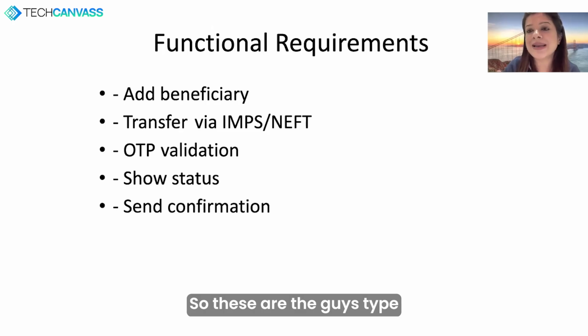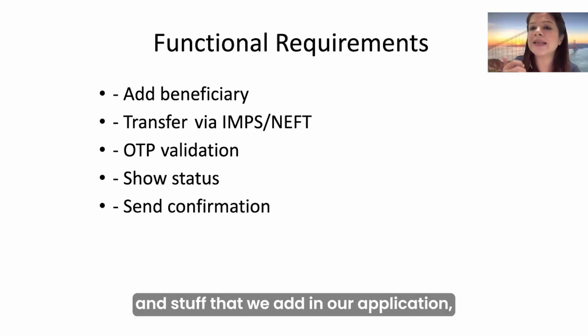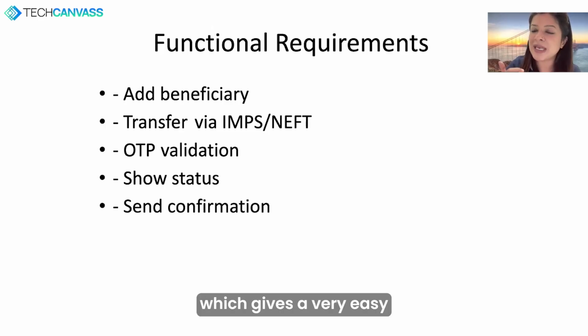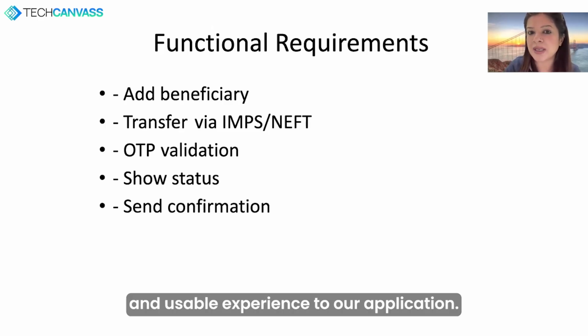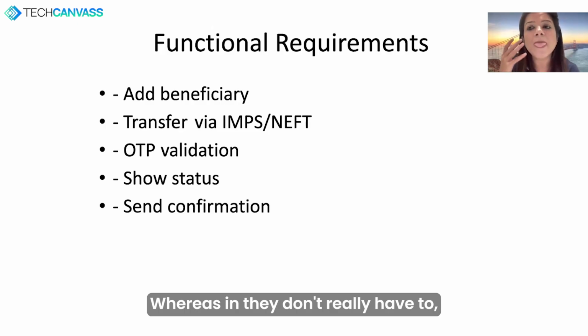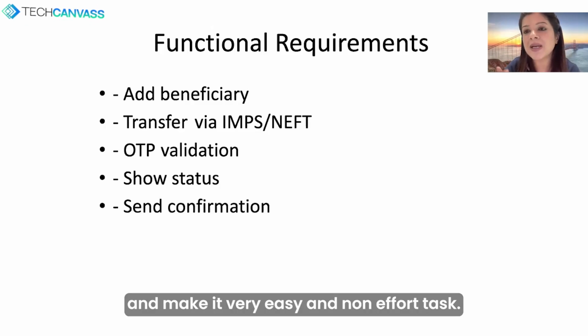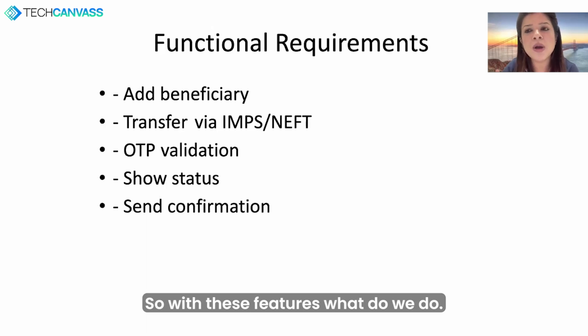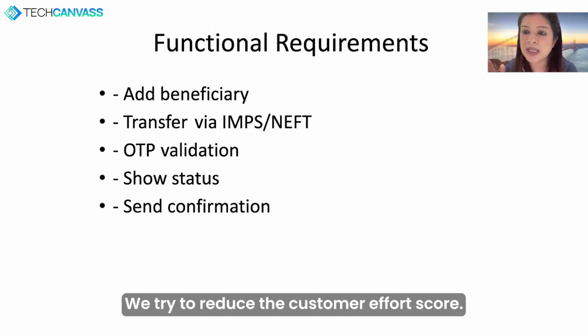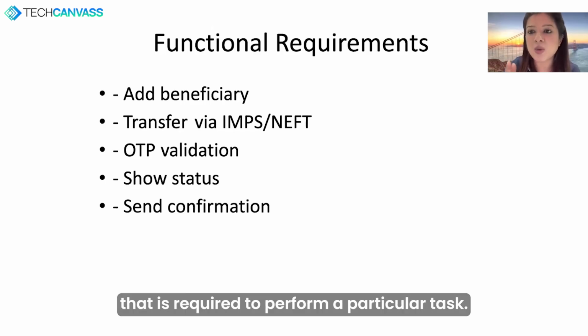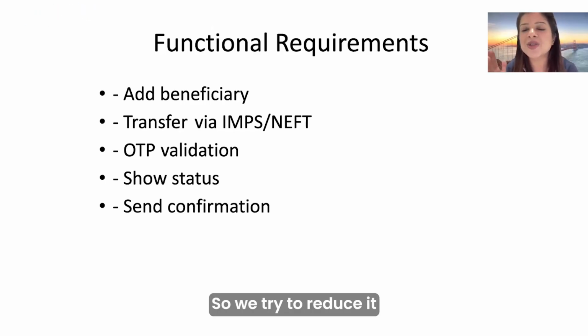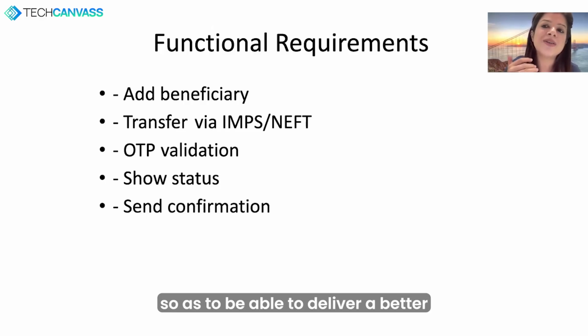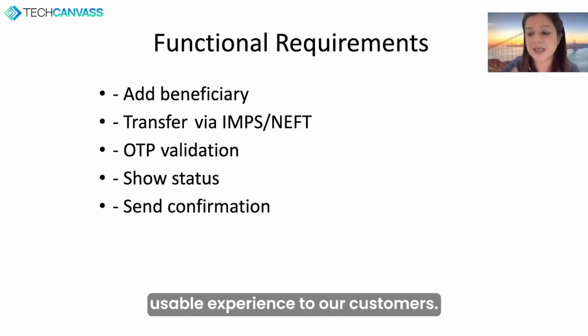So these are the types of validations, business rules, and so on that we add in our application, which give a very easy and usable experience, whereas the users don't really have to put a lot of effort into making a transfer, and they can trust the system and make it a very easy, non-effort task. So with these features, we try to reduce the customer effort score, that is, the kind of effort that is required to perform a particular task. So we try to reduce it so as to deliver a better usable experience to our customers.